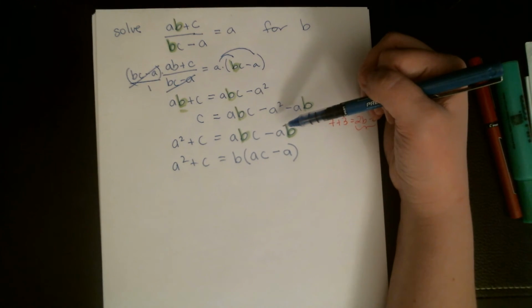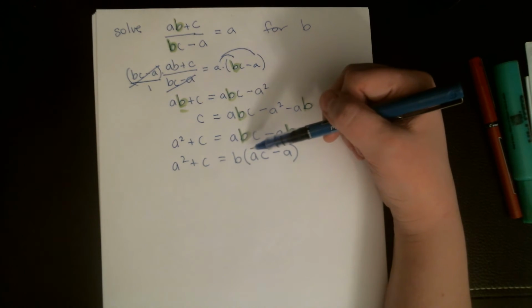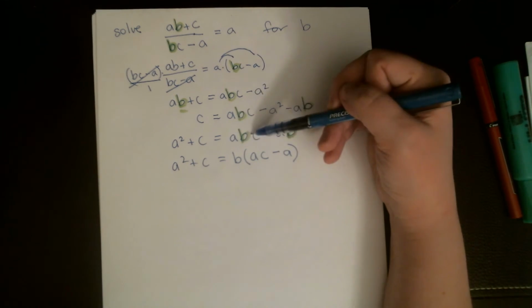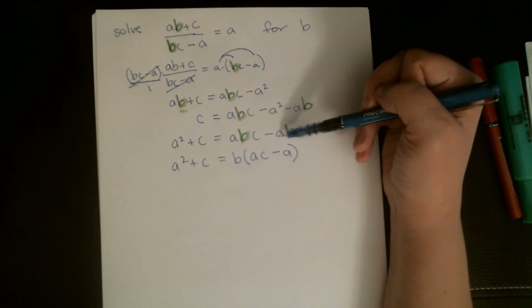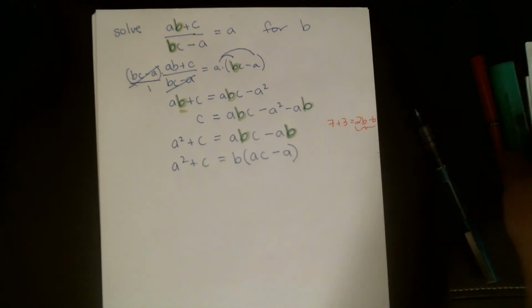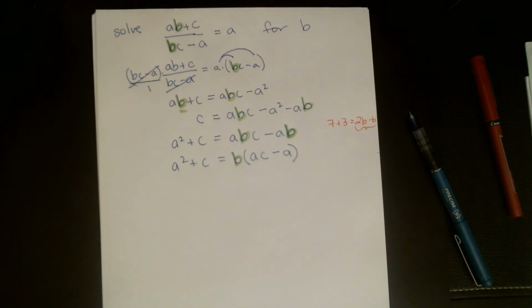The easy way to check and make sure you've done this correctly is actually just to visually look at this and say, if I distribute the b back in, will it turn it back into what I had before? So if I multiply here, I will get my abc. If I multiply here, I will get my ab. This is looking good. Okay, so finally, I'm down to a single b on one side of the equation.